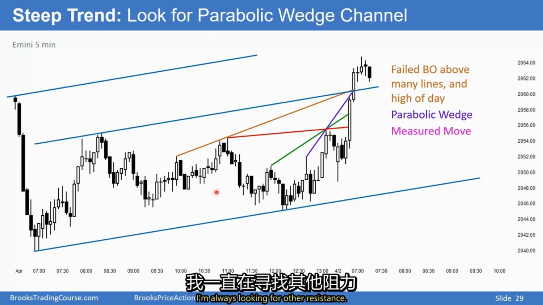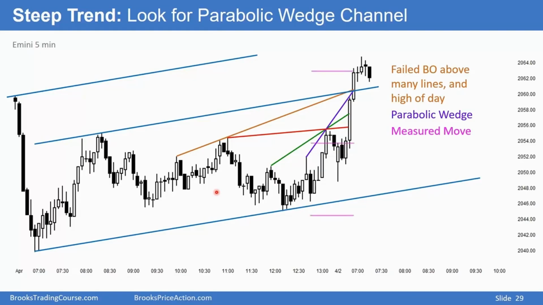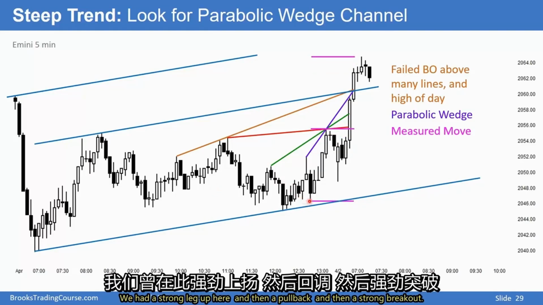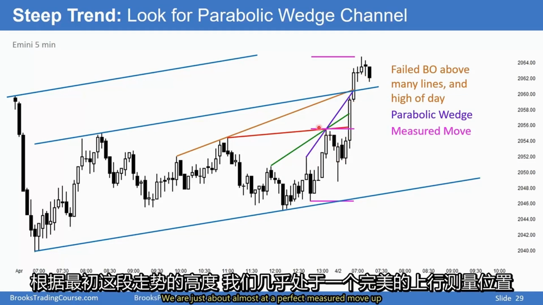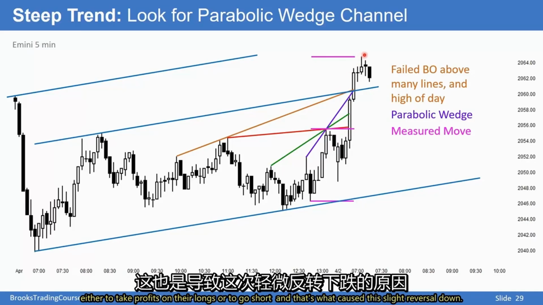I'm always looking for other resistance. A very common type of resistance is a measured move target. We had a strong leg up here, and then a pullback, and then a strong breakout. We are just about almost at a perfect measured move up based upon the height of this original leg. So that is also resistance that some computers will use either to take profits on their longs or to go short, and that's what caused this slight reversal down.